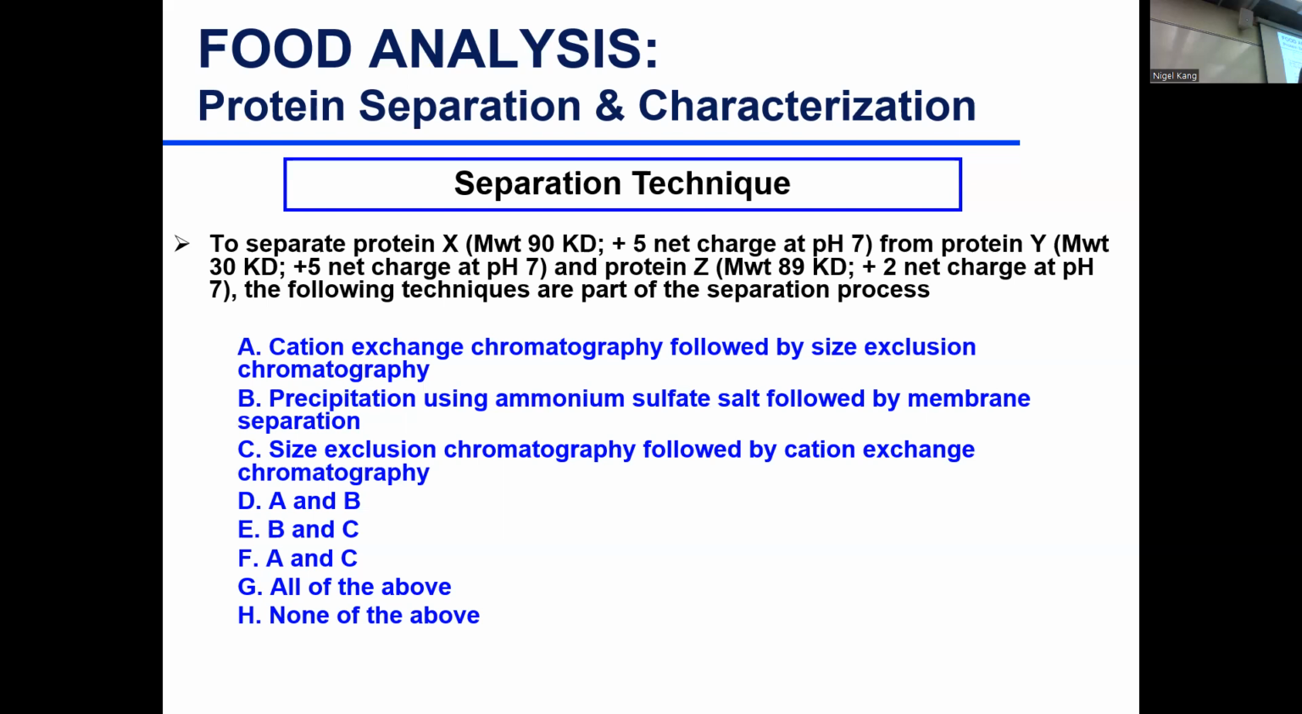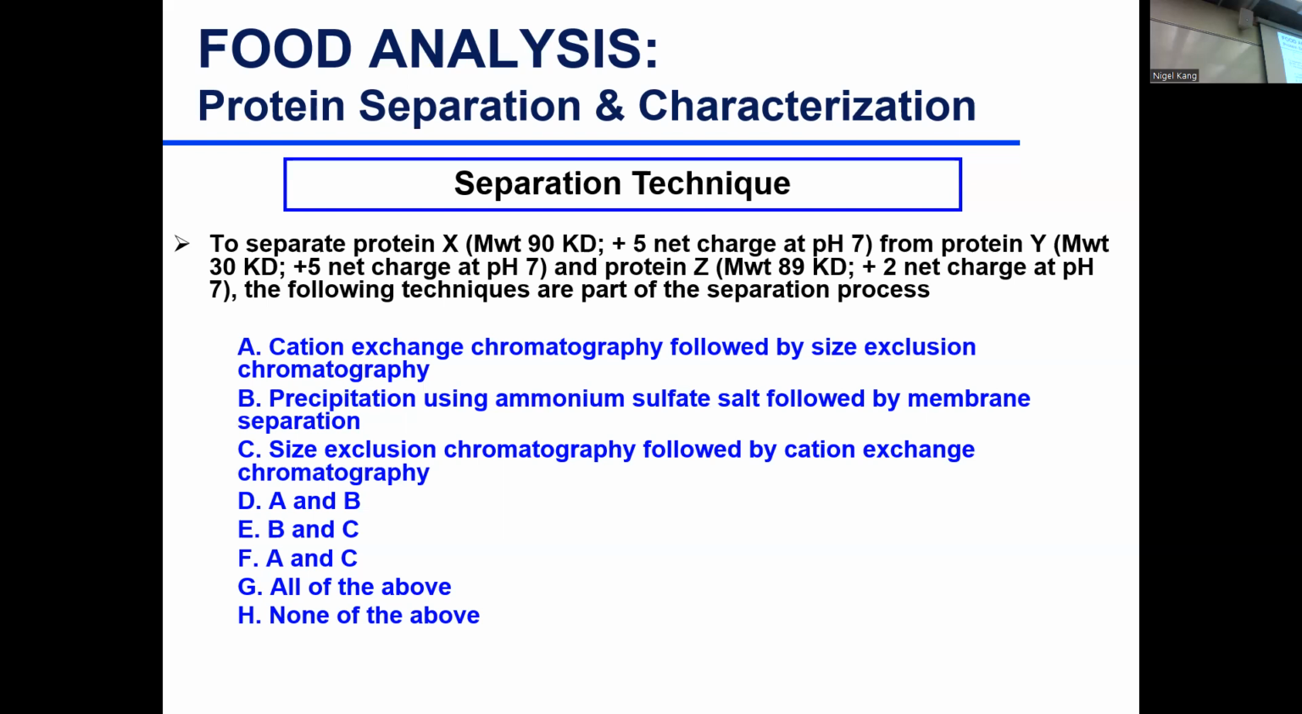And there is no difference. We can use one method first, like size exclusion first, then cation exchange chromatography. So A and C go with the same principle. The difference is the order of separation.